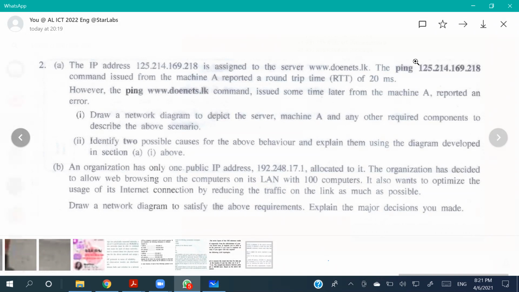So for this you can use an IP address or a URL.